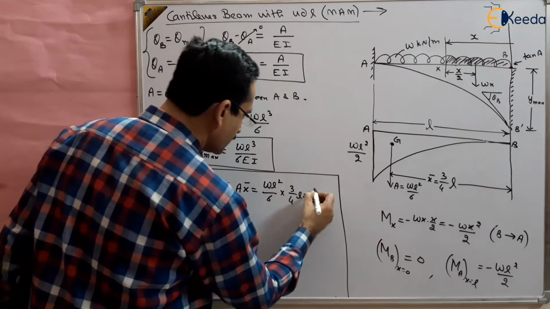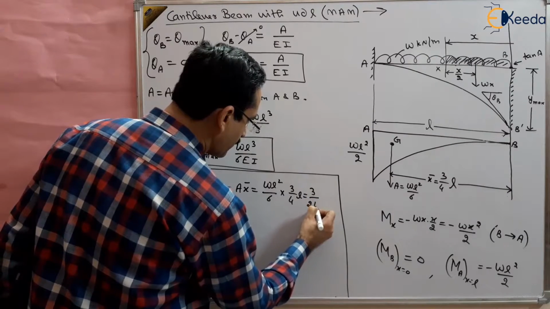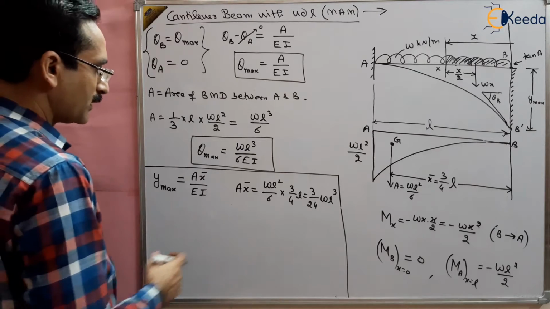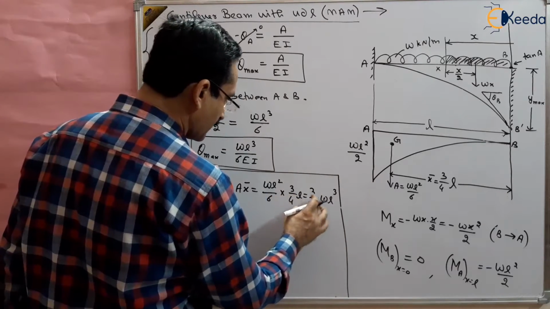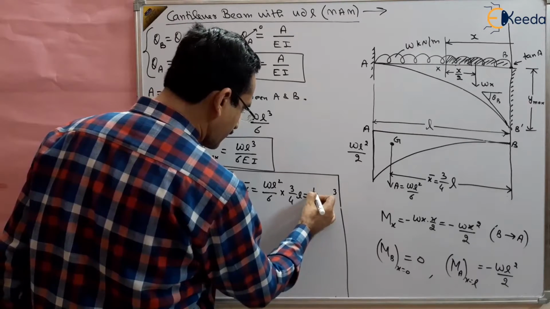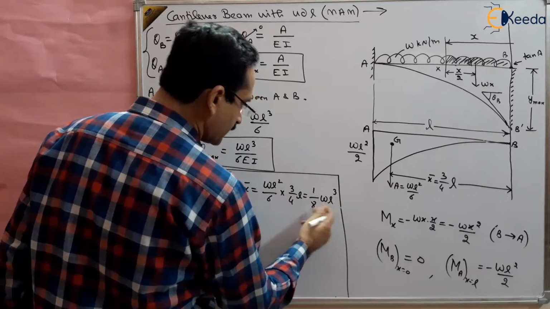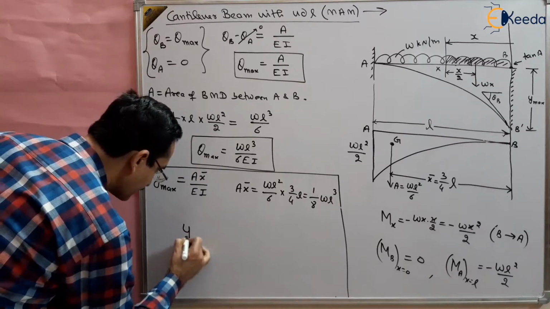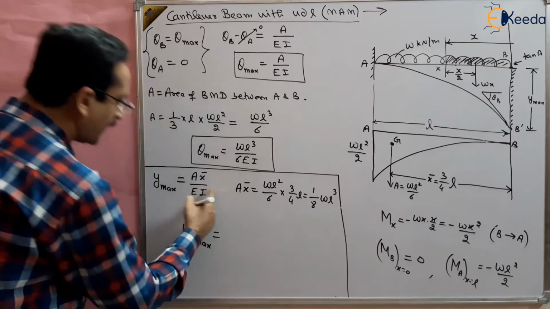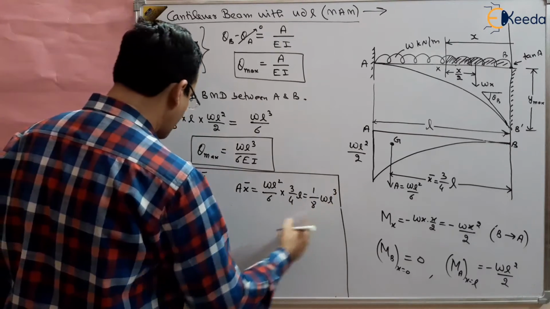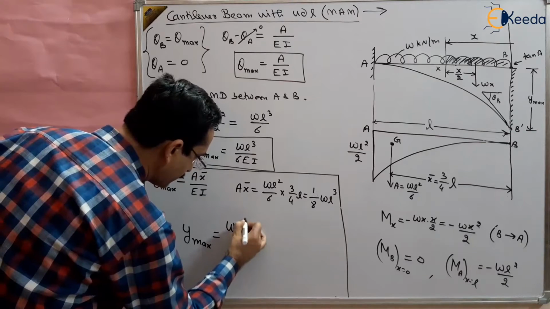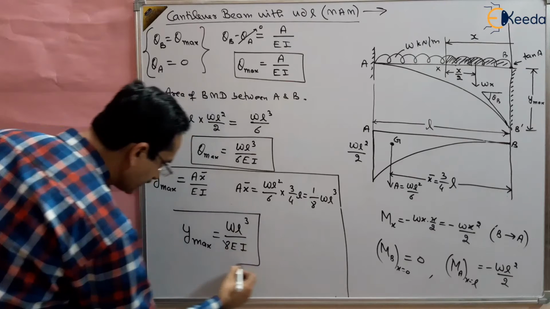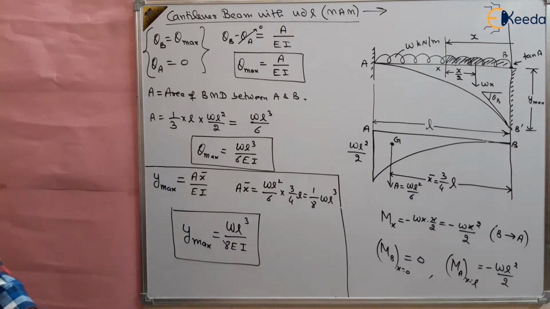So this will be equal to 3/24 WL cube. 3/24 means 1/8. It will become 1/8 WL cube. This is the A X bar. So Y max can be obtained as A X bar by EI. A X bar is WL cube by 8, so it will be WL cube by 8 EI. So this is the Y max, the maximum deflection.